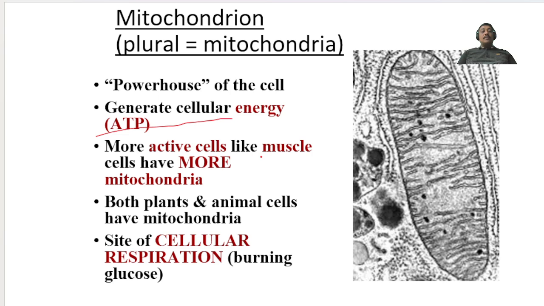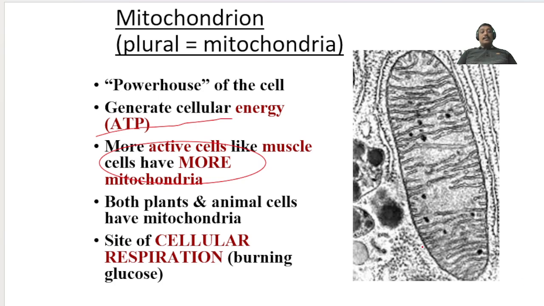As you know, muscle generates more energy because it requires energy in order to function. So obviously, muscle cells will have more mitochondria. It is present in both plants as well as animals, because both of us need energy for survival. And this is the place where cellular respiration, or glycolysis followed by oxidative phosphorylation, takes place, a process that ends with the production of the energy-rich molecule called ATP.